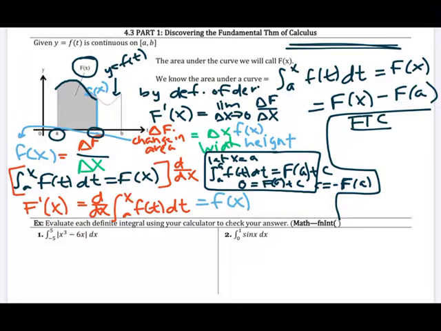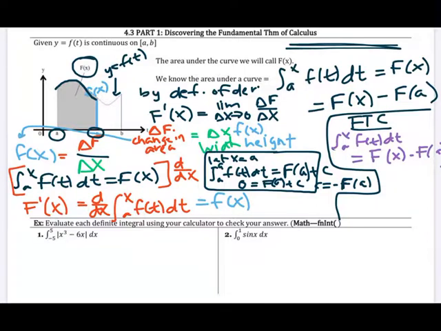FTC, the fundamental theorem of calculus, says the integral. You know what? I'm going to use a different color. I'm going to use purple, because purple is my favorite, and this is important. The integral from a to x of f of t dt equals capital F of x minus capital F of a. So what does that mean mathematically?